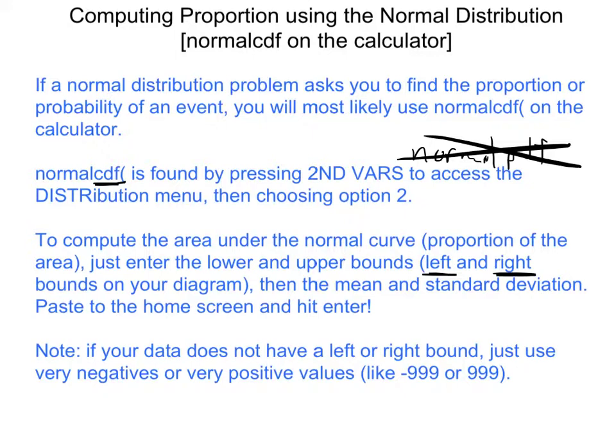As a note, if your data doesn't have a left or a right bound, like if all you have is a right bound and it's everything above that, or a left bound and everything below that, you can just use very negative or very positive values, like negative 999 or positive 999. I just realized there shouldn't have been an S there.